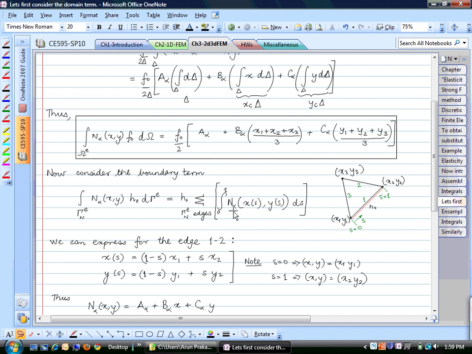So how to do this integral? Whatever we are left with inside is an integral over, let's say, one edge. In this case, I'm considering this edge that goes from node 1 to node 2. I'm going to call this edge number 1, and what I want to do is integrate this shape function along the edge of this triangle. So let me ask you this. Let's say the node 3. What is the value of the shape function along this edge for the shape function corresponding to node 3?